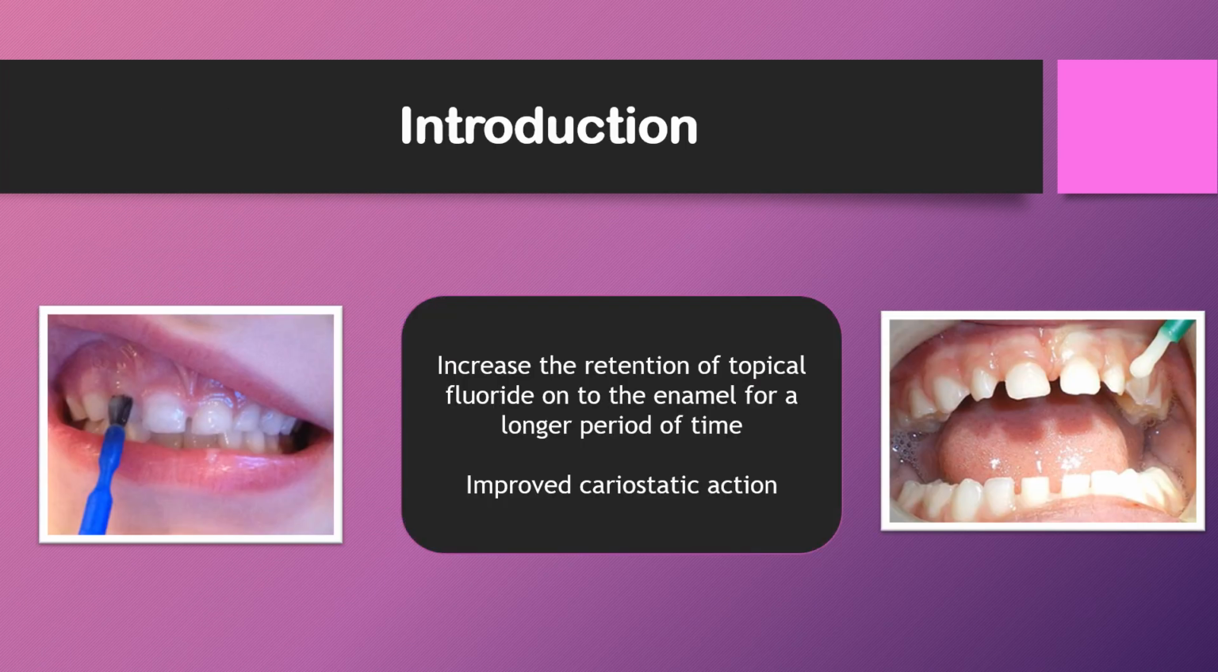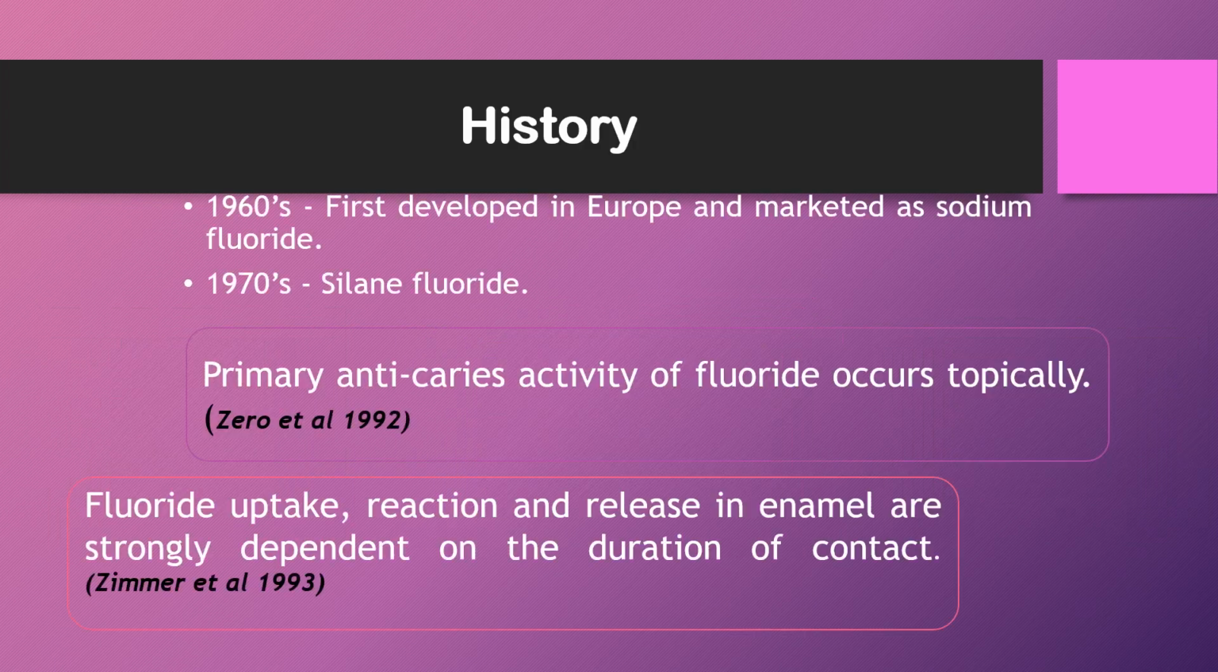So what is a varnish? Generally, a varnish is applied onto any surface just to coat it to prevent any damage to it. The same thing applies to fluoride varnishes on the tooth. So this is going to help in preventing dental caries from forming. Also, it is going to help in retaining the fluoride on the tooth structure for a long time. And it is also going to have a cariostatic action.